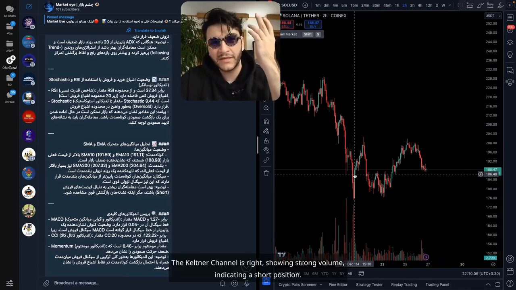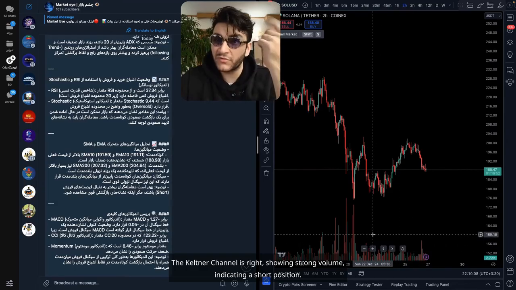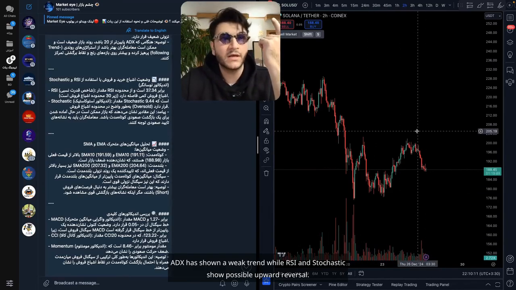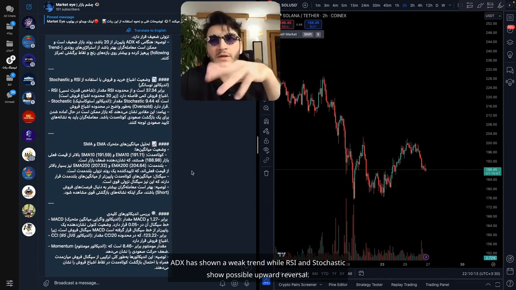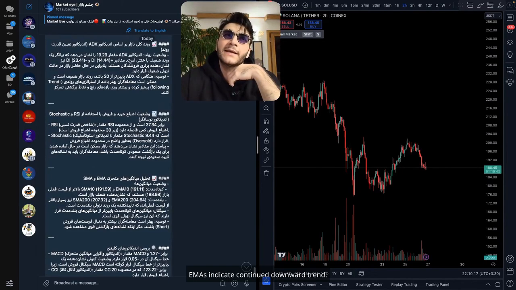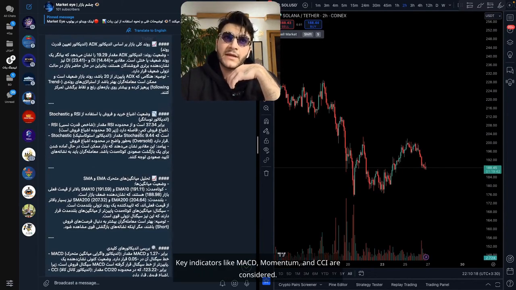Like this. The Keltner channel is right, showing strong volume, indicating a short position. ADX has shown a weak trend, while RSI and Stochastic show possible upward reversal. EMAs indicate continued downward trend. Key indicators like MACD, momentum, and CCI are considered.